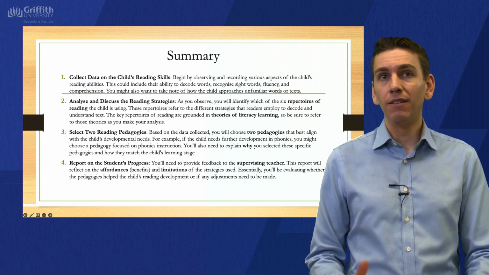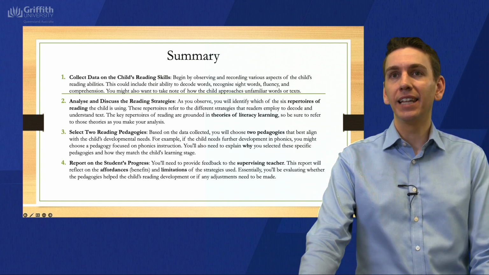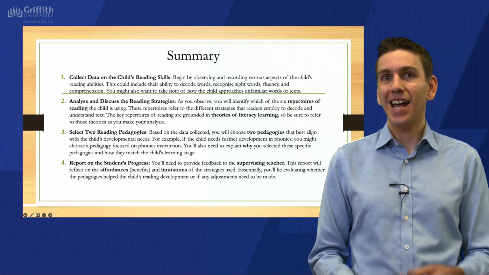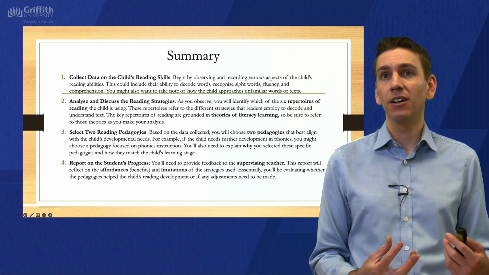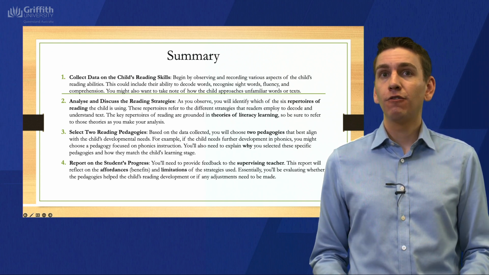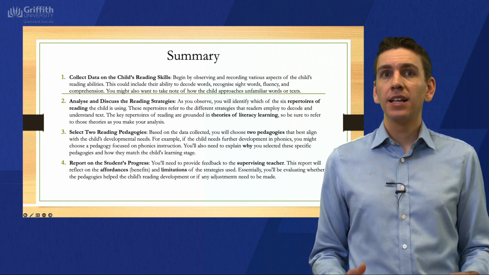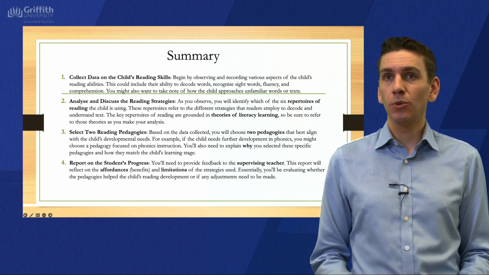Here is a summary of what we've discussed in this mini assessment lecture video. Collect data on that child's reading skills. Analyze it. Analyze their reading strategies. What are their strengths? What are their areas to improve on? From that, link to those 6 repertoires. Select 2 reading pedagogies. Report on that as well.